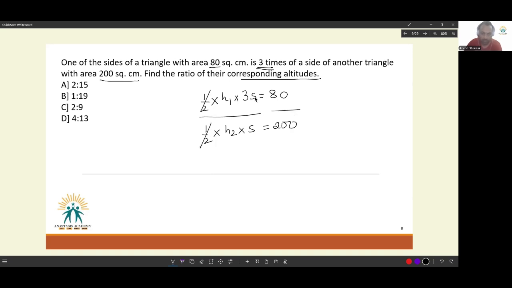Half and half will go away. S and S will go away. 80 will become 2. This will become 5. 3 will come to the bottom. So finally, I'll get H1 by H2 be 2 by 15. So option A is the right answer then.